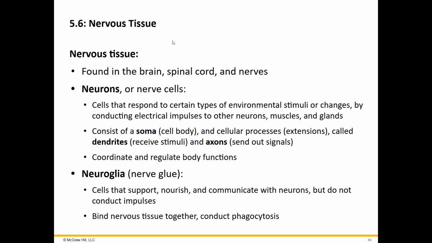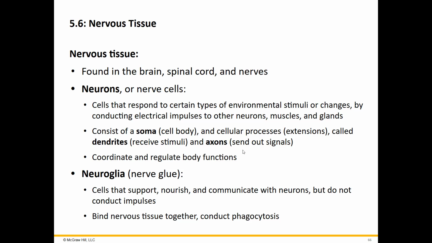Nervous tissue. We are almost done. So, nervous tissue, it's the nerves, the brain, the spinal cord, the peripheral nerves. The cell of a nerve is called a neuron. Okay? It has a body called a soma. That is where the body of the cell is and the nucleus. Then it has dendrites and axon. Dendrites detect, so they receive information. Axons act, so they send information.